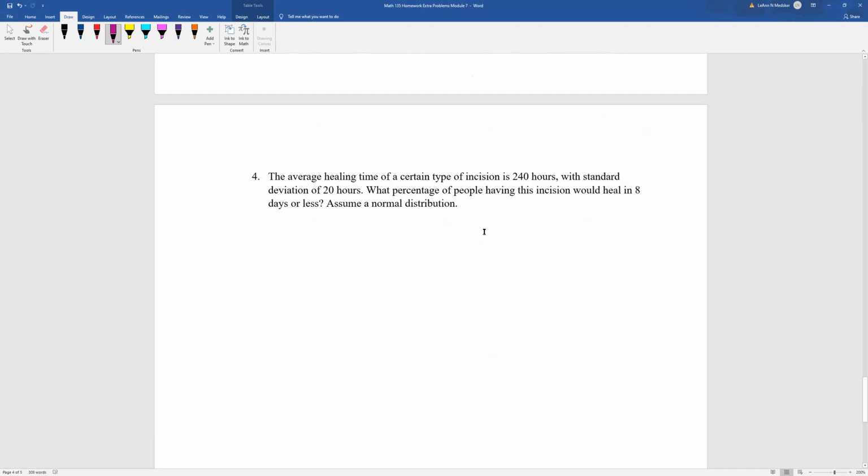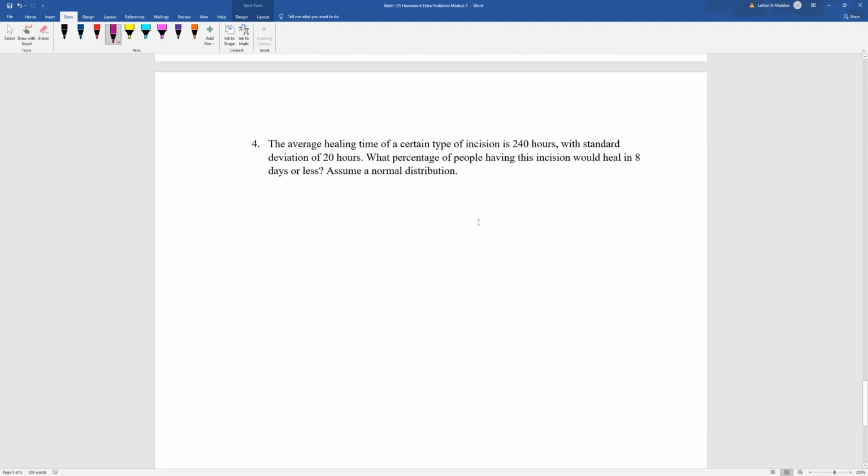So it says the average healing time of a certain type of incision is 240 hours with a standard deviation of 20 hours. What percentage of people having this incision would heal in 8 days or less? Now, 8 days, you do realize this is days, not hours. We have to do 8 times 24 to turn that into hours. That's 192 hours, okay? So we want to know what percentage of people are less than or equal to 192, assuming it's a normal distribution.